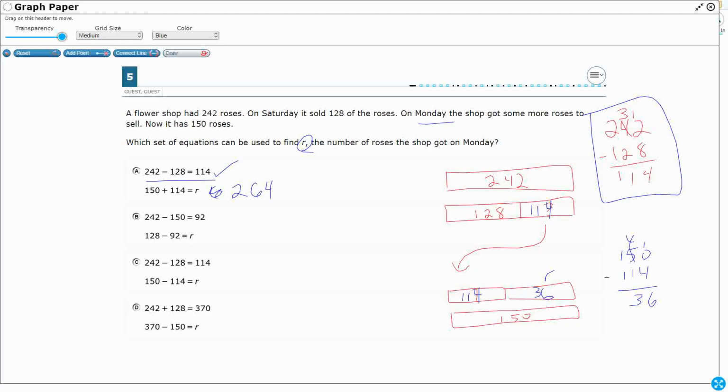B's not going to work because I didn't subtract 242 and 150. All right, C works, right? I've got the 242 minus 128. And then there we go. They subtracted the 150 minus 114 to get your 36, right? That is going to work. And then on this one, wow, they added the 242 and 128. They got this really big number. Okay, so my answer here is C.